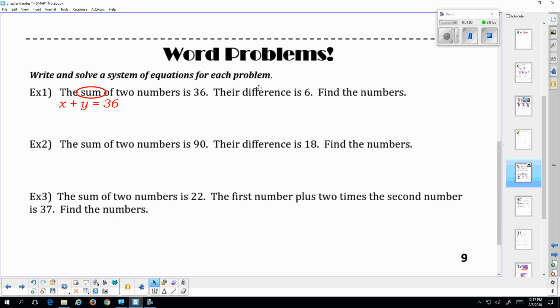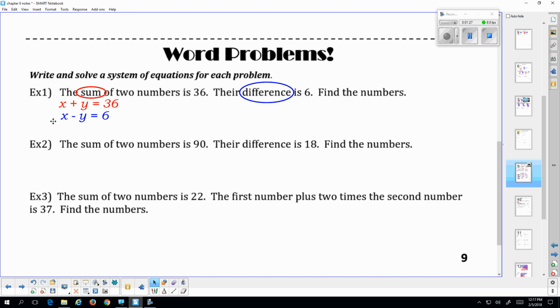Then for my second equation, their difference. What does the word difference mean? Difference means to subtract. So their difference is 6. So instead of adding the two numbers, I'm going to subtract the two numbers. Find the numbers. So now here is my problem. I have to solve for x and y. And if we look, x and y are on the same side. This is in standard form. They're on the same side of the equal sign.